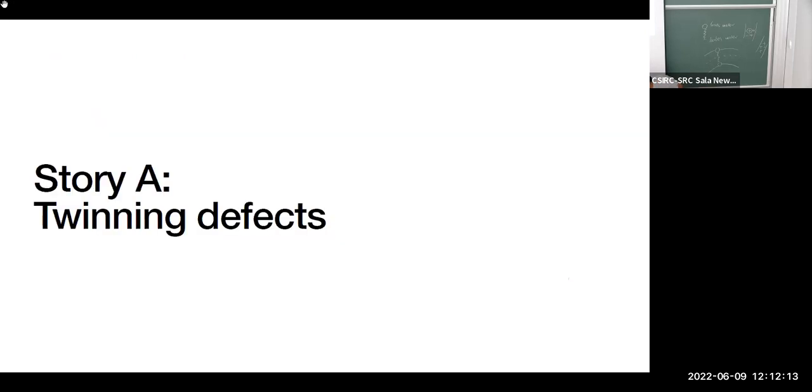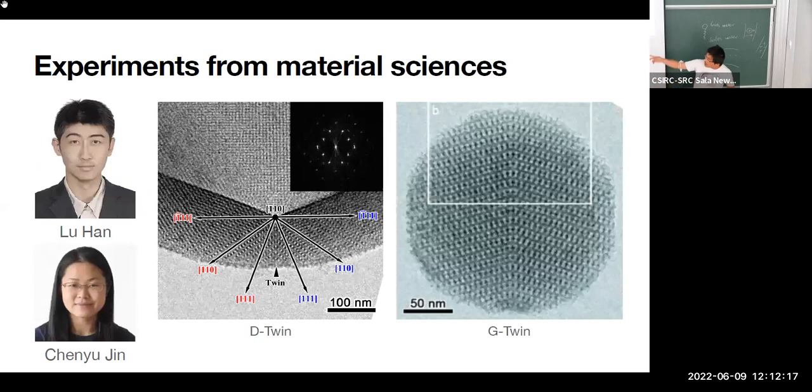There's a lot. So, story A, the twinning defect. This is my wife, and she's the hero in all my work, actually. The story is she's working, her master's was about material science, nanophysics, and she's working with a colleague called Han Lu, who's a professor now in Shanghai. And they were looking at a structure that they generated like this.